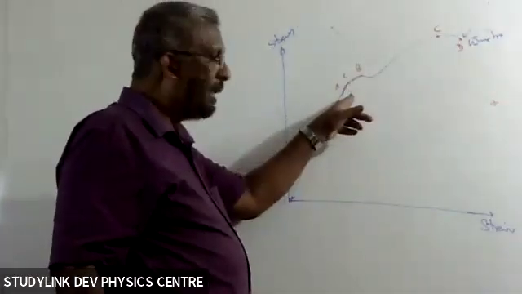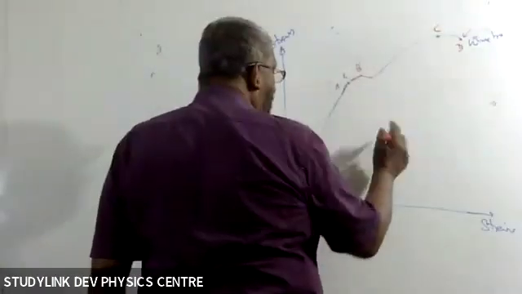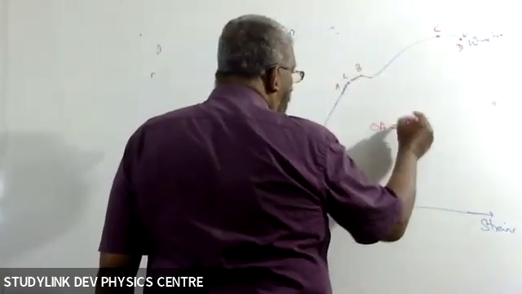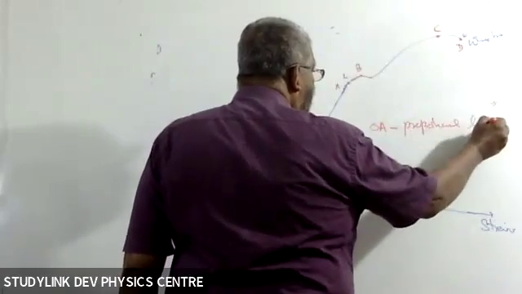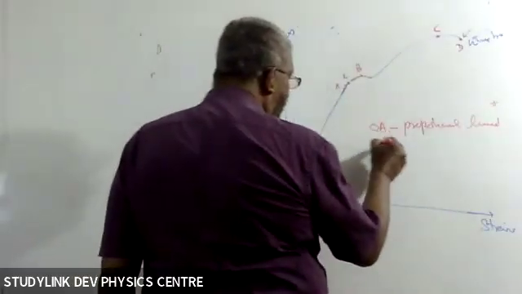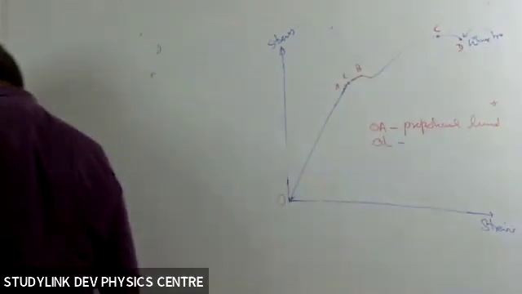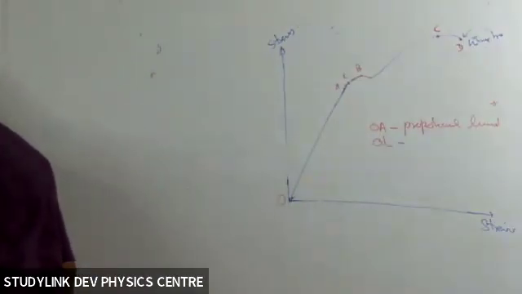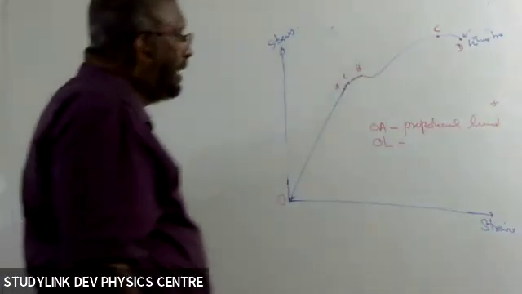Now, O to A is called the proportional limit. Now you write it, not on the graph. OA, proportional limit. O to L, elastic limit. Then I'll explain what it is.